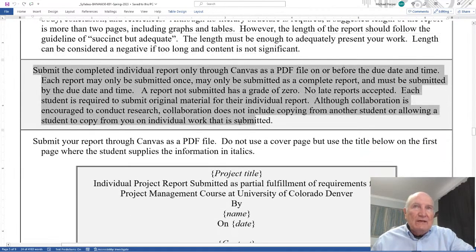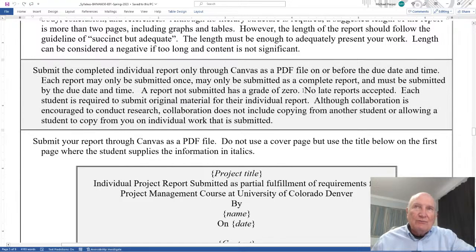Submit the completed individual report only through Canvas as a PDF file on or before the due date and time. Each report may be only submitted once, may only be submitted as a complete report, and must be submitted by the due date and time. One PDF file. A report not submitted has a grade of 0. No late reports are accepted because nothing is accepted after the end of the course.